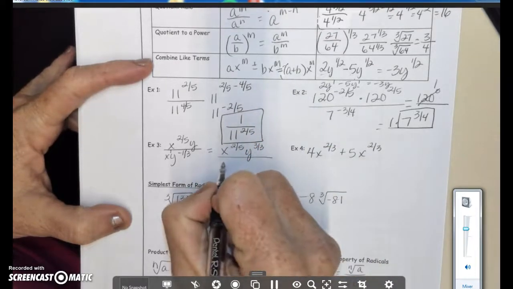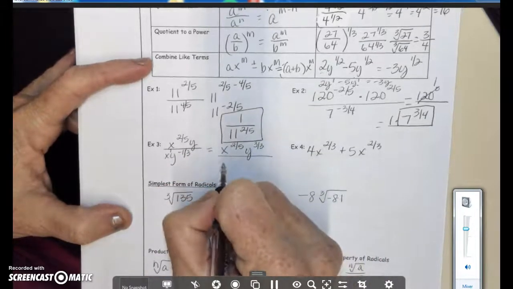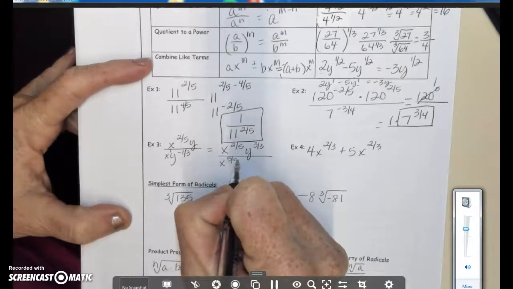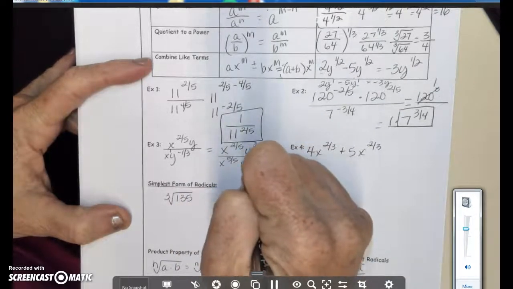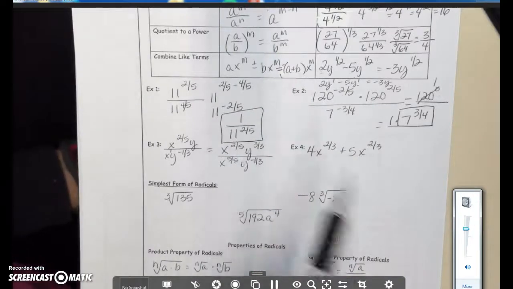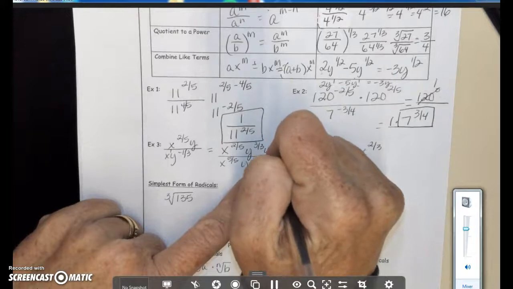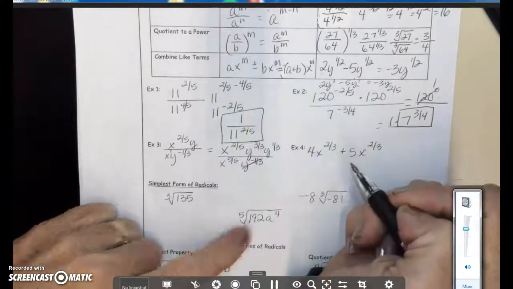And then x to the 1st, I'm going to put that in fifths since my x is up here in fifths, so the 5/5, and then y to the negative 1/3. Remember that anytime something is negative, I'm going to move it, so I'm going to move this up to the 1/3.